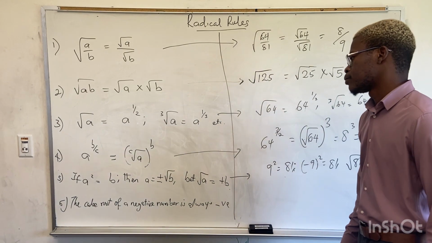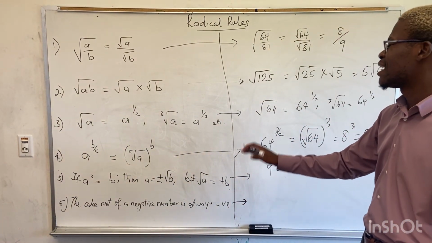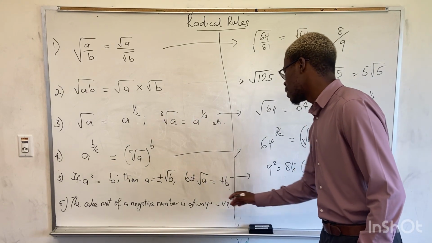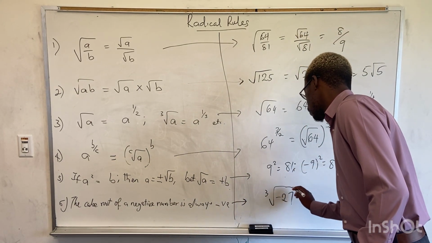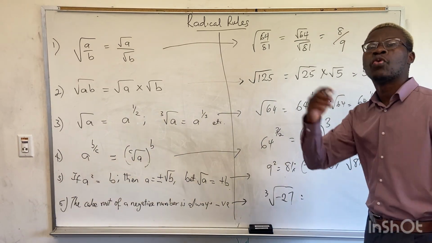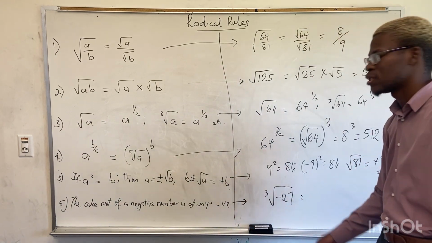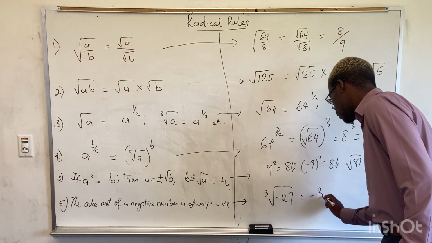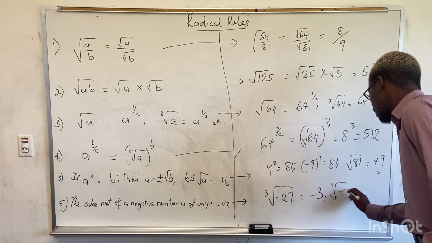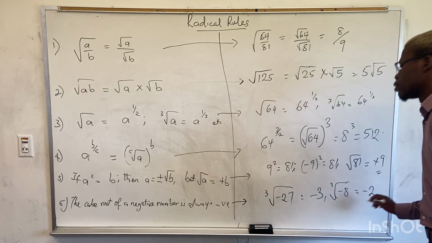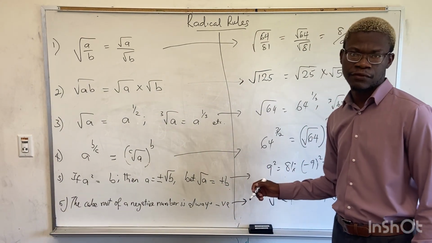All right? Then this rule, the sixth rule, the cube root of a negative number is always negative. So cube root of negative 27 is what? So that means what number will I multiply by itself 3 times to get negative 27? That is negative 3. Same thing, cube root of negative 8 is negative 2. The cube root of a negative number is always negative. Okay?